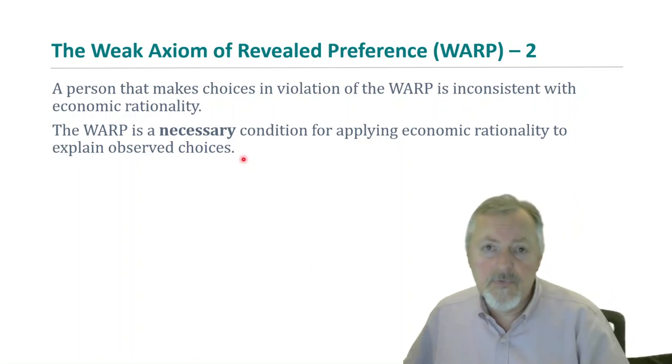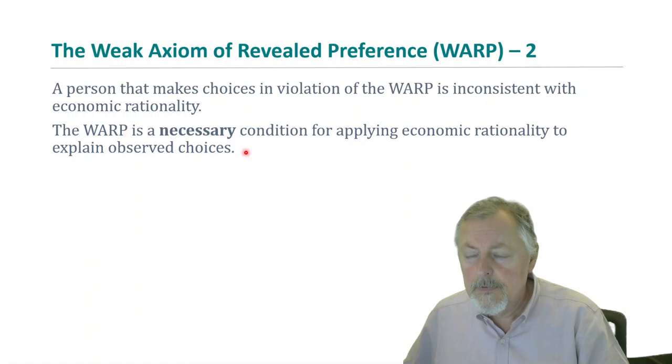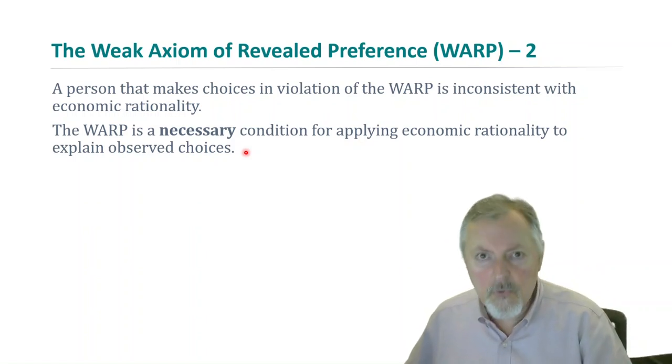The weak axiom of revealed preference is necessary for choices to be rational.